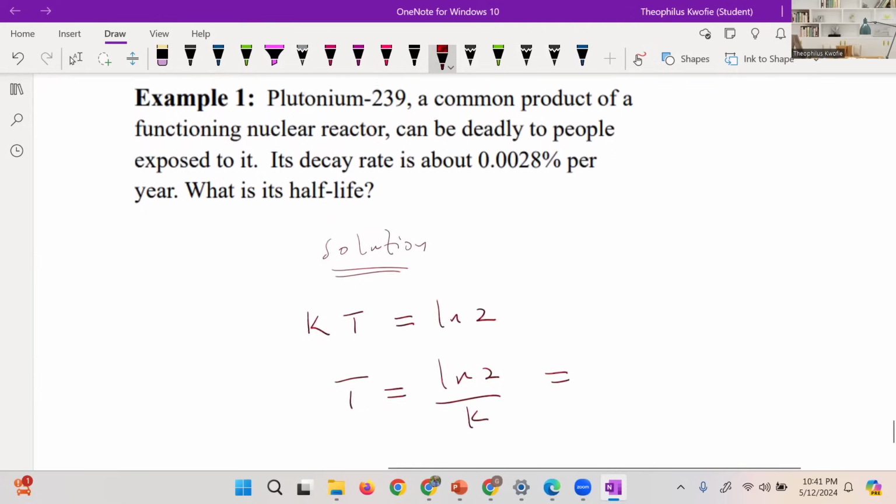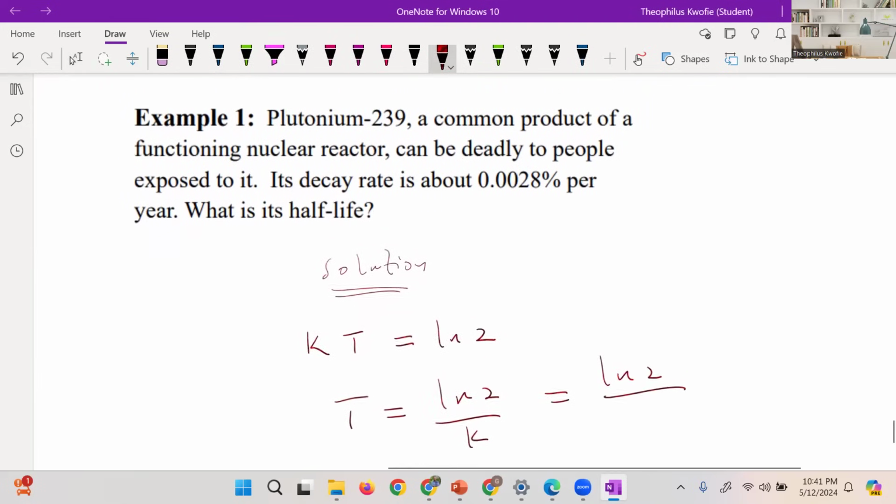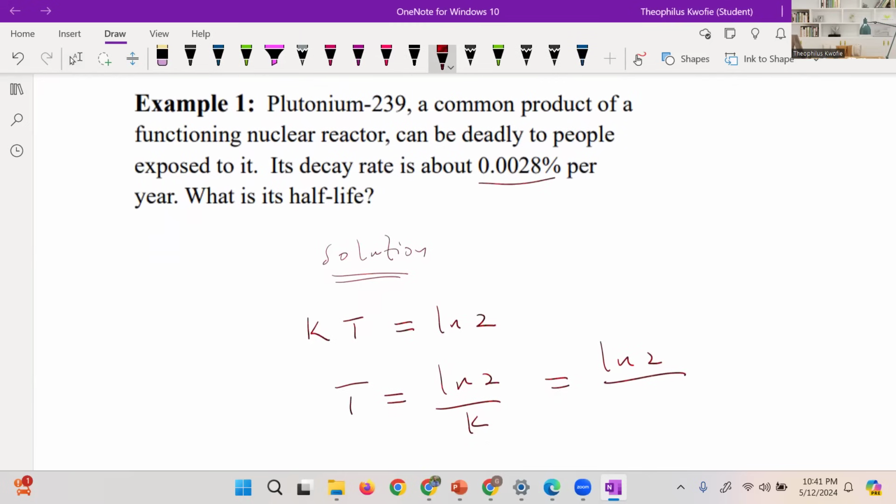But in this question, we are very fortunate because everything has been given to us. We have the decay rate to be 0.0028%. So we just have to put in the value. And what would that value be? Has anyone solved this? I know somebody has already given us the answer, but when you convert the percent into a decimal, we should have something like this, and that should give us 24,755 years.